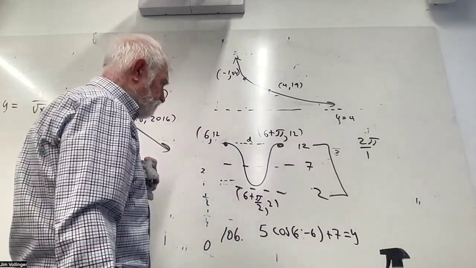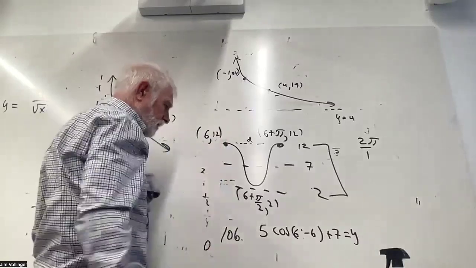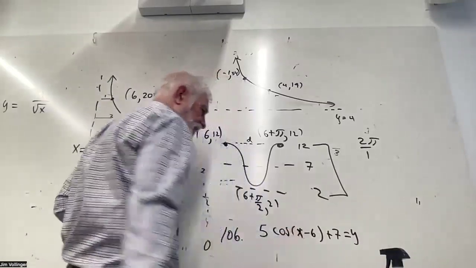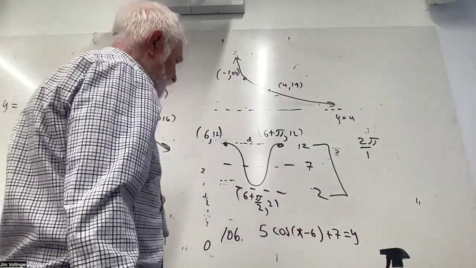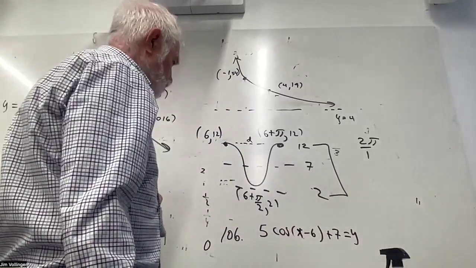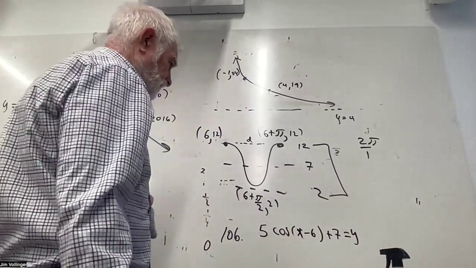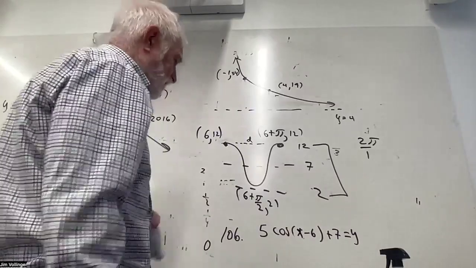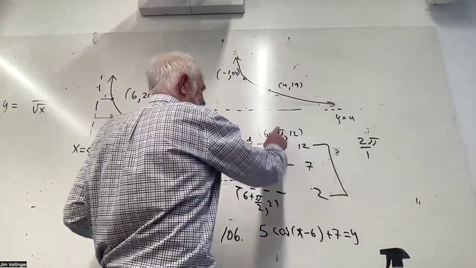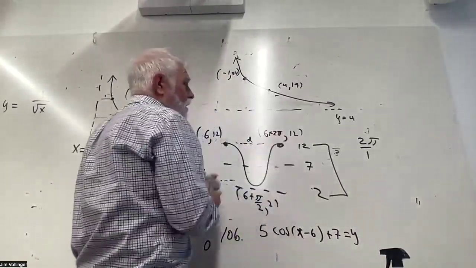So I just made a mistake. I'm not quite sure where. At the end of the video, it always happens to me. Brain gets tired, haven't had my coffee. 6 plus pi over 2, cosine of pi over 2 is 0. Okay, x minus 6 equals 2 pi. Oh, that's why. Yeah, this should have been 2 pi. Sorry about that. All right.